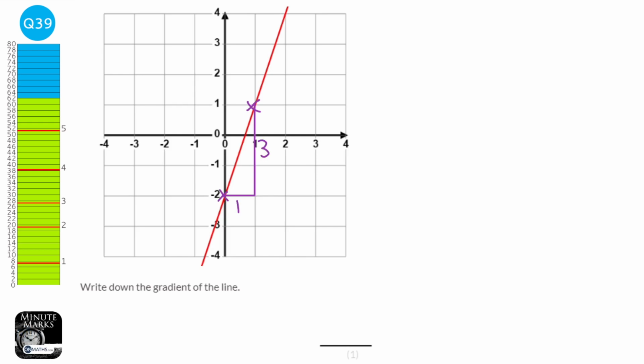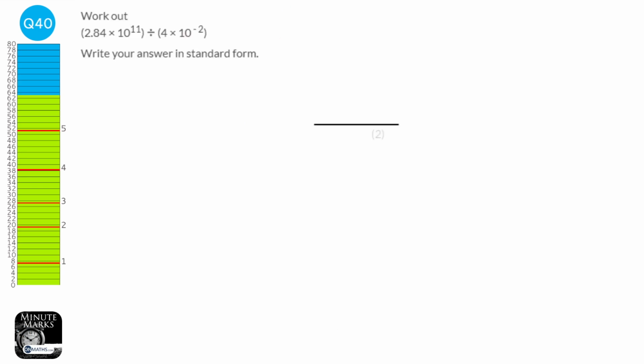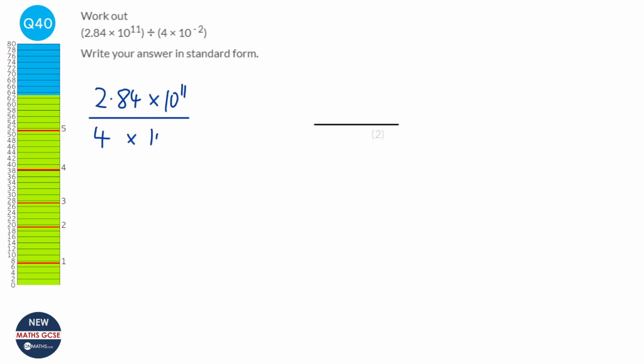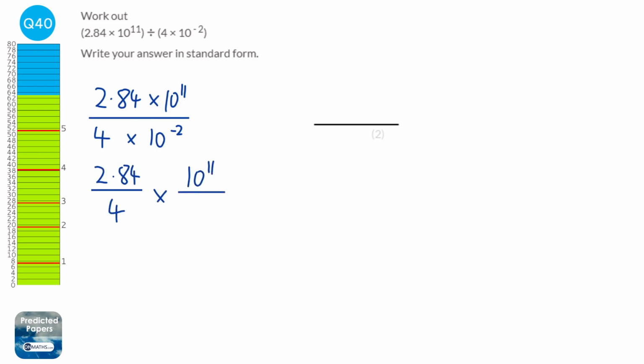So a different definition of the gradient is for every 1 we go to the right, how far up we go, which is 3. So we can write this as a fraction, so it would be 2.84 times 10 to the power of 11 over 4 times 10 to the power of minus 2. What we can do is split this up into two fractions, so 2.84 over 4 times 10 to the power 11 over 10 to the power of minus 2.